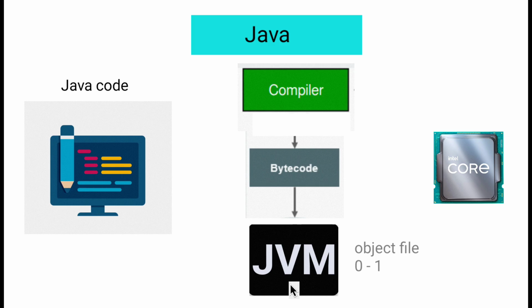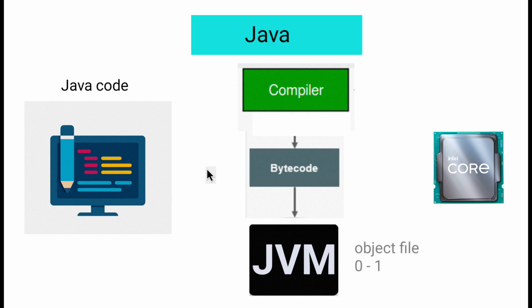If we want to execute the same code on a Mac, we must recompile the source code with a Mac-compatible compiler. The object file is dependent on the type of system we use. In contrast, Java's bytecode can be executed on any system with a compatible JVM, making it platform independent. To solve this problem, Java introduced bytecode.